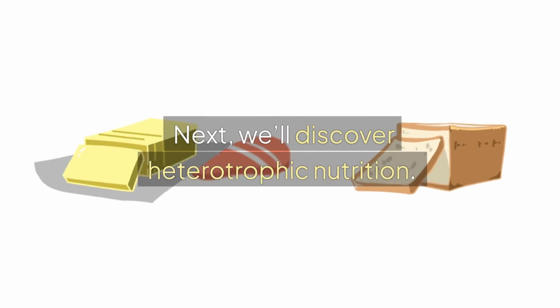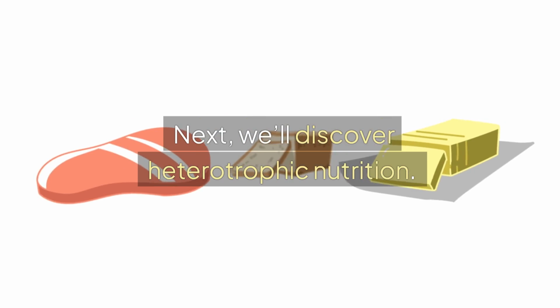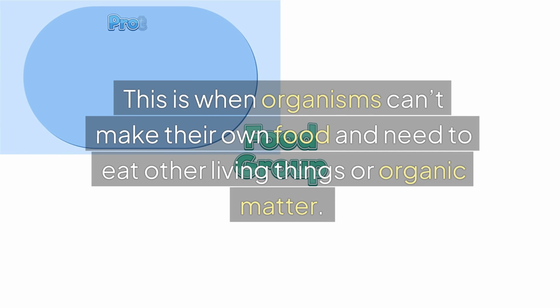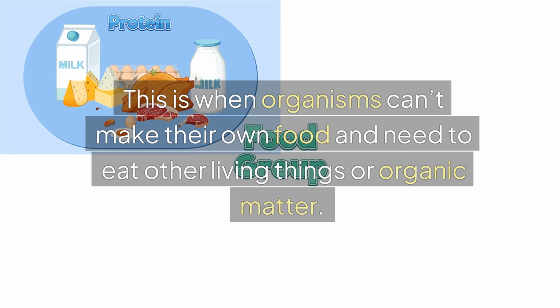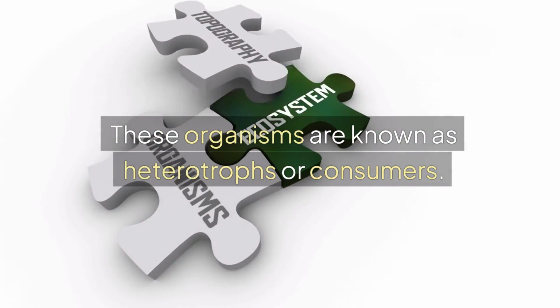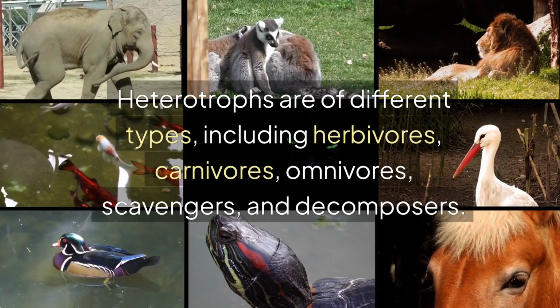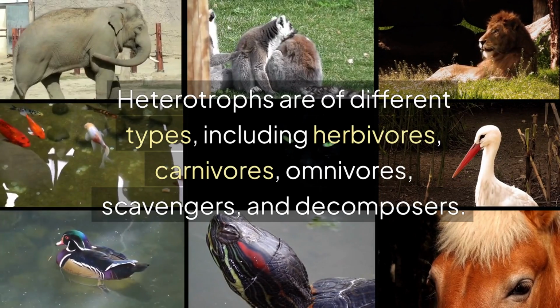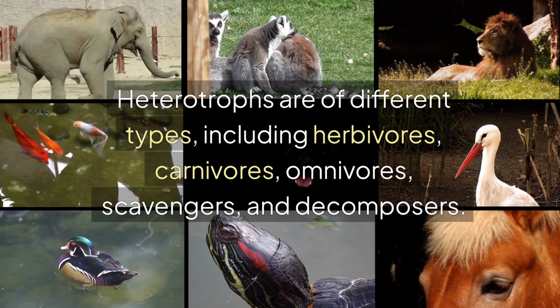Next, we'll discover heterotrophic nutrition. This is when organisms can't make their own food and need to eat other living things or organic matter. These organisms are known as heterotrophs or consumers. Heterotrophs are of different types, including herbivores, carnivores, omnivores, scavengers, and decomposers.